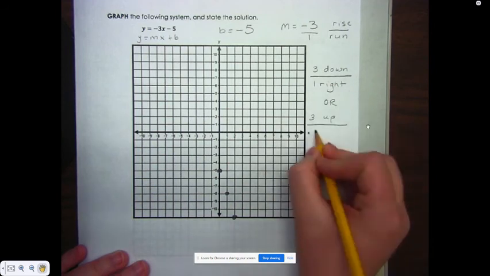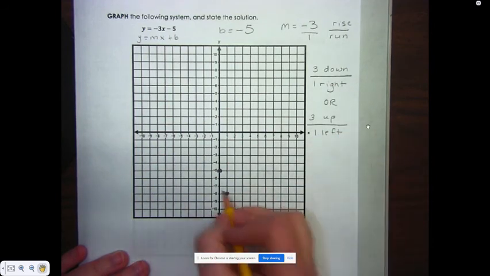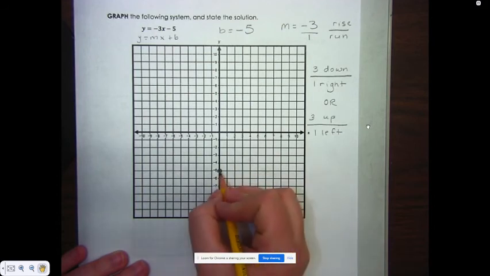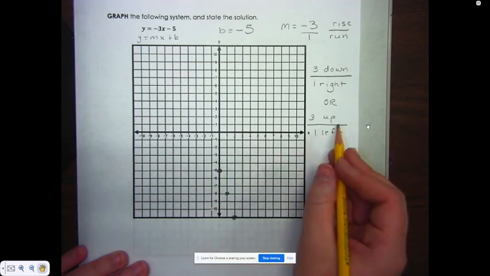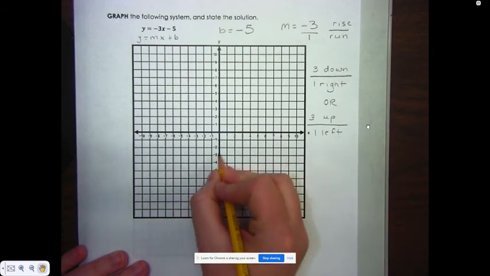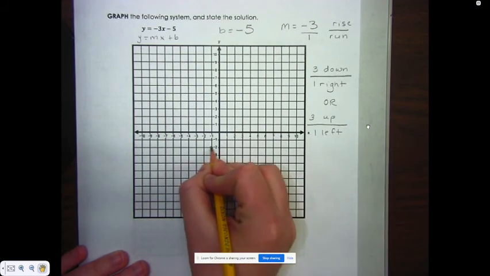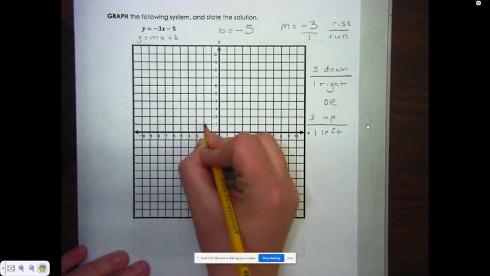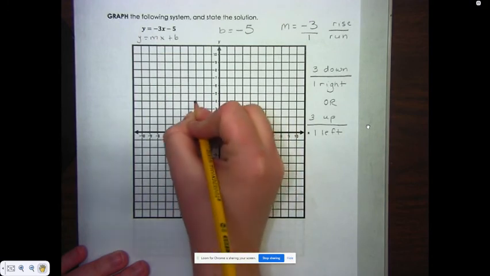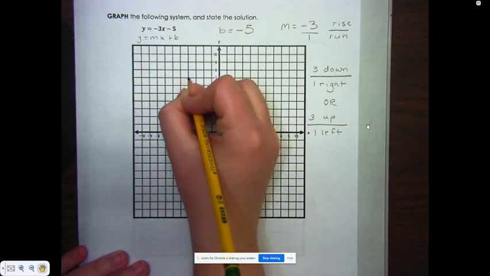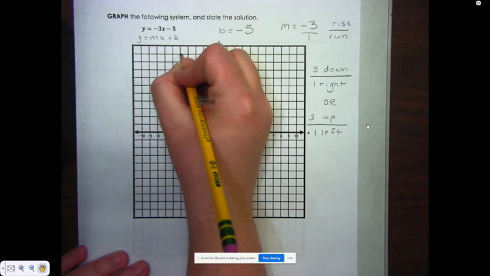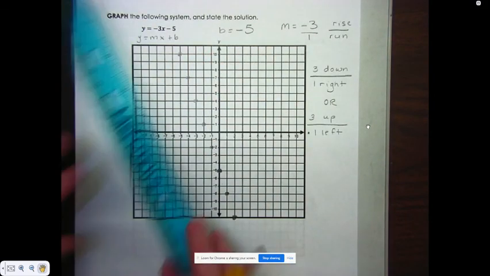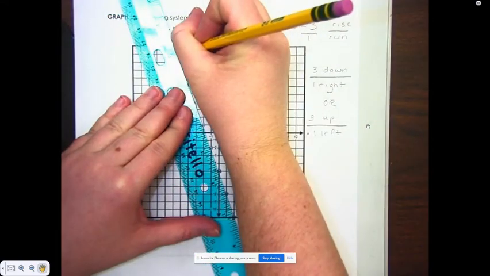The opposite of down is up, and the opposite of right is left, so that would be 3 up, 1 to the left, and you can even check it here. That works. So from the y-intercept, I can keep doing 3 up, 1 to the left to get more points. So 3 up, 1 to the left, 3 up, 1 to the left, and I can do it just as many times as will fit on the graph. Once I have all of my points, I can connect them and draw arrows on each end.